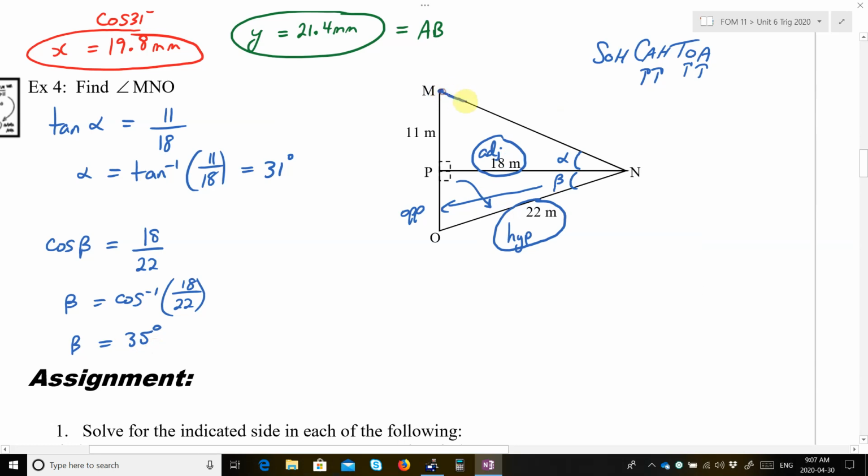Good, so again, angle MNO, if I go from M to N to O, see how it's made up of alpha and beta, so we would say angle MNO is equal to alpha plus beta, which is 31 degrees plus 35 degrees, which is 66 degrees.